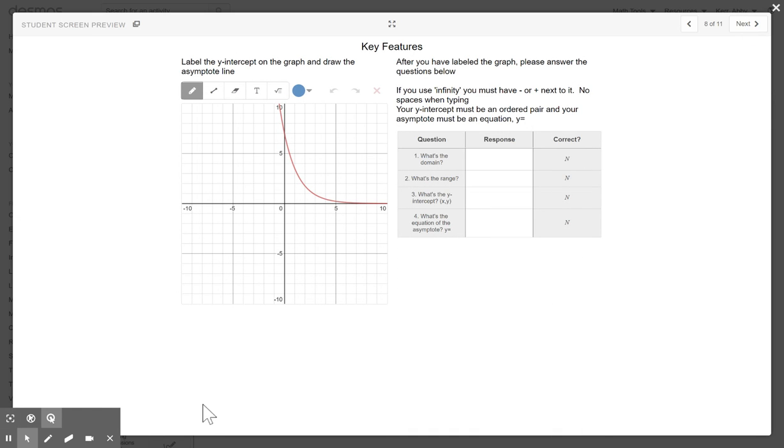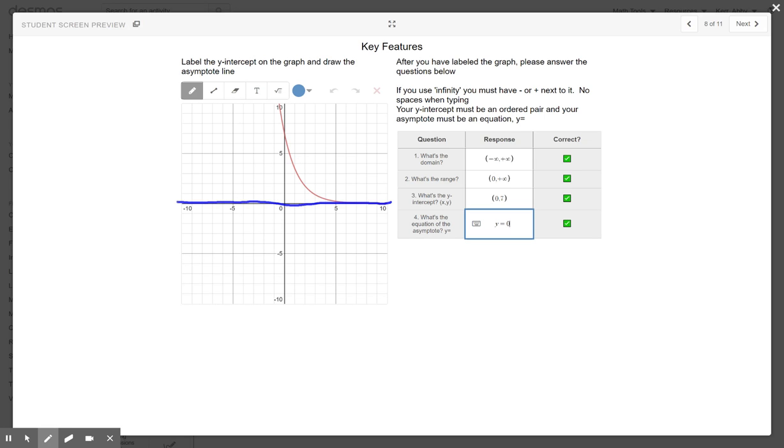For the domain, once again, negative infinity to positive infinity, because this graph goes forever to the left and forever to the right. It is trying to sit on 0, and it's trying to reach the sky of positive infinity. Here it looks like the y-intercept is 0, 7, and then y equals 0. So to draw the asymptote, draw a horizontal line, y equals 0, and then the y-intercept is 0, comma 7.